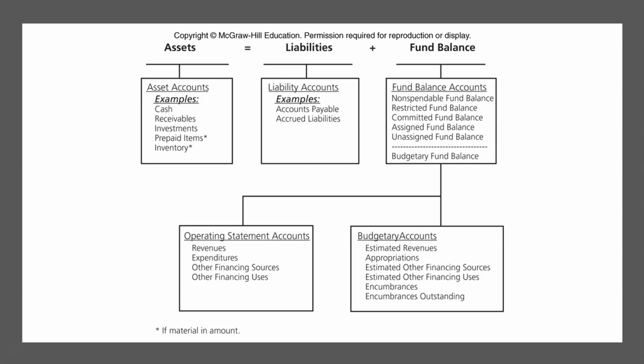So for assets, typical asset accounts that you would see are very familiar to us: cash, receivables, investments, prepaid items, and inventory. Those are all items we would typically see on financial statements. Now, on the government-wide statements, you're going to see both current assets and non-current assets. Over on the liability side, accounts payable and accrued liabilities are current liabilities. That's all you're going to see at the fund level. But at the government-wide level, you're going to see both the current and the long-term liabilities. And again, I'll show you an example of that.